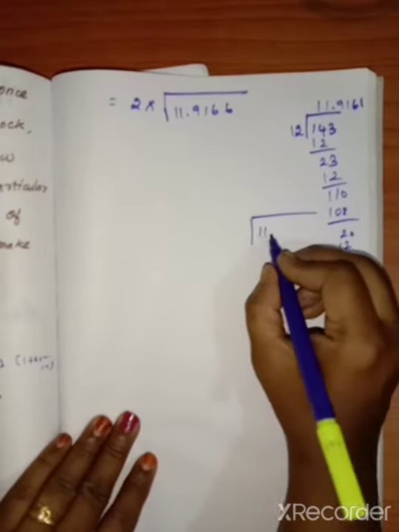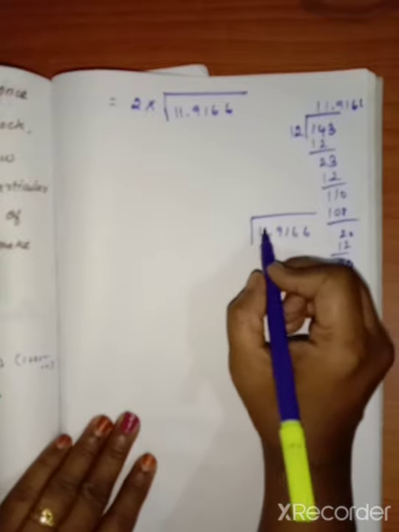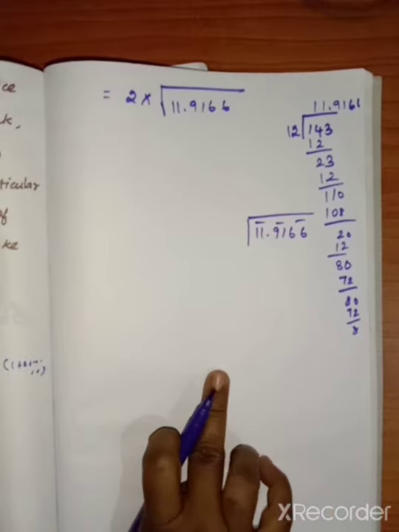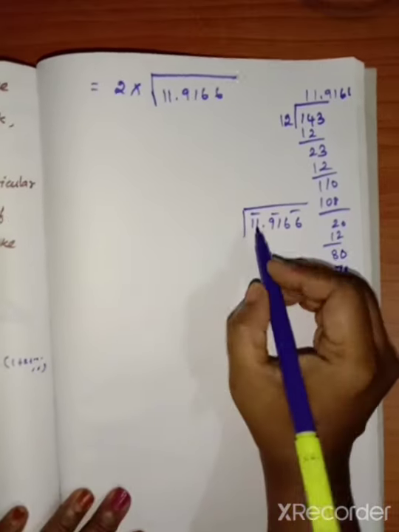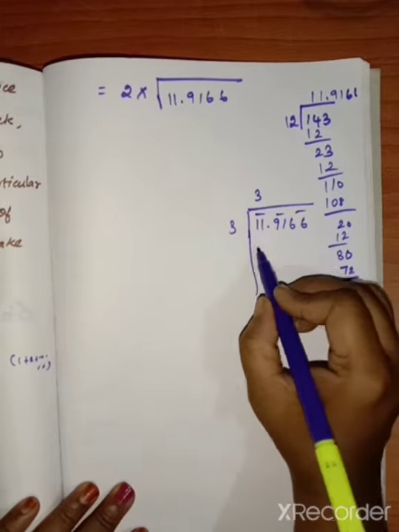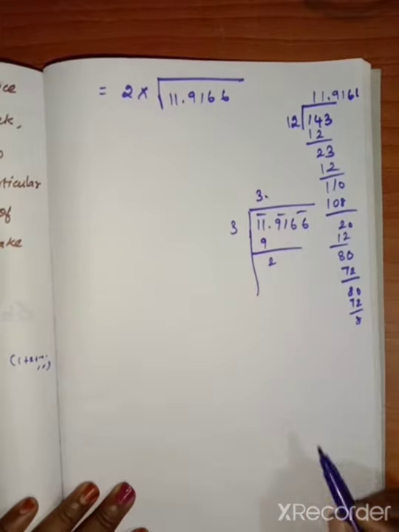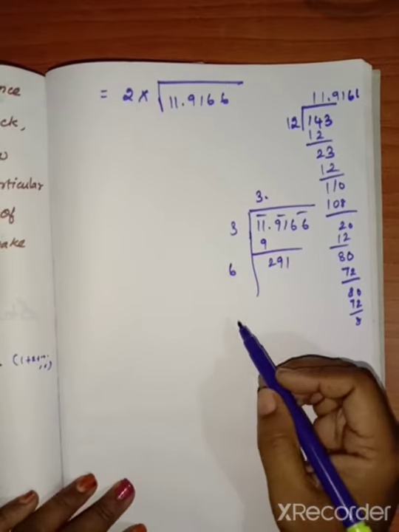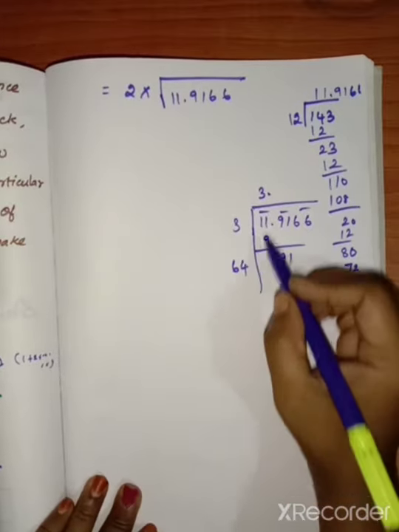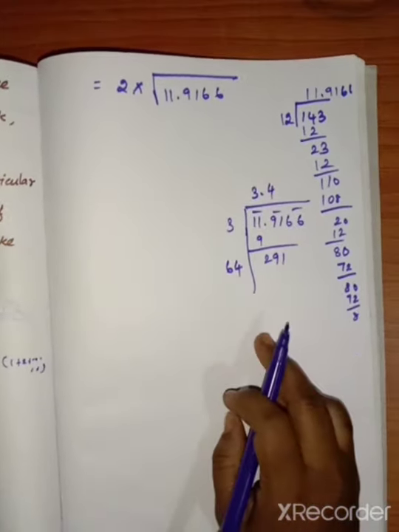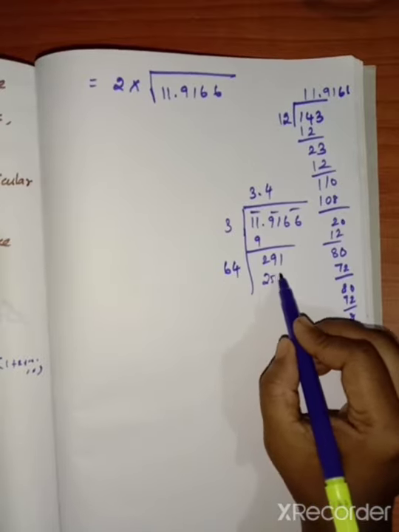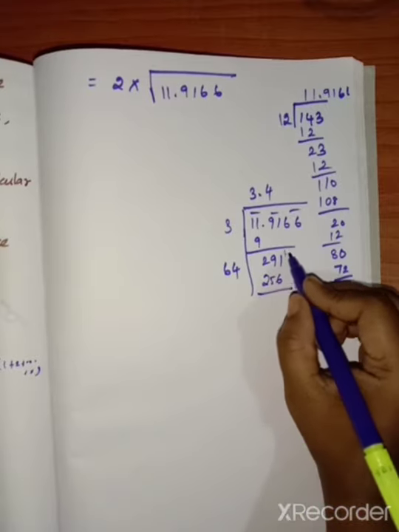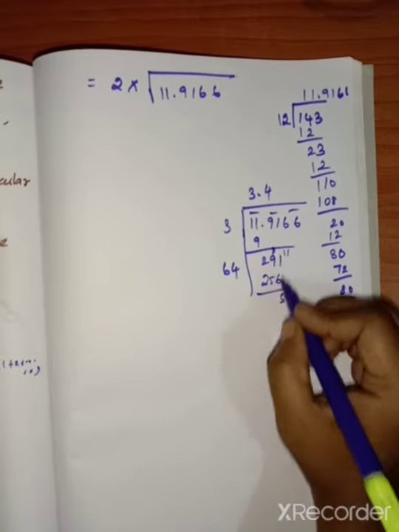So long division method for 11.91666. Two-digit number, so take 2 2 2. Then use the square tables, 3 3s are 9, remaining 2. The decimal point moves up. 91 falls down. 3 2s are 6. Then multiply with the term, 4 is possible. 4 times gives 256. Remaining is there, so subtract: 11, 5, and 8 there, so 35.